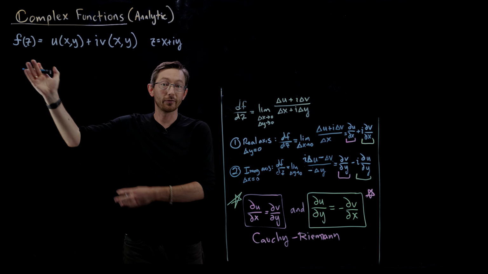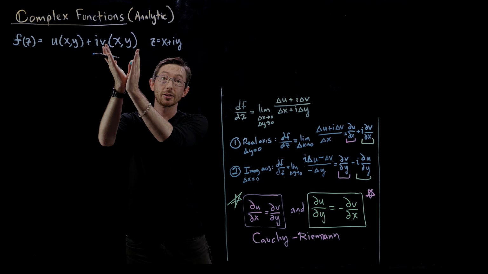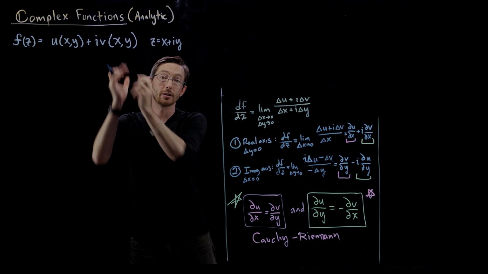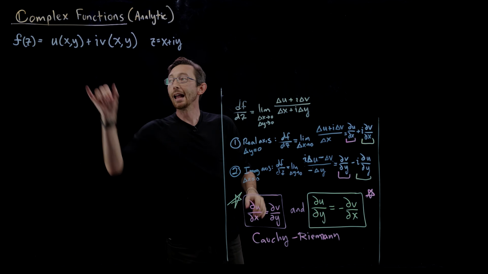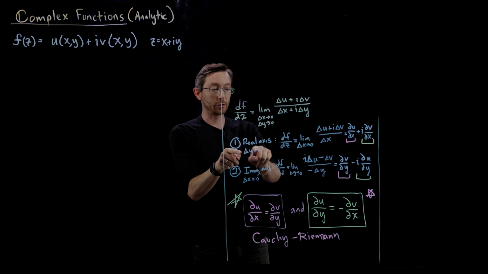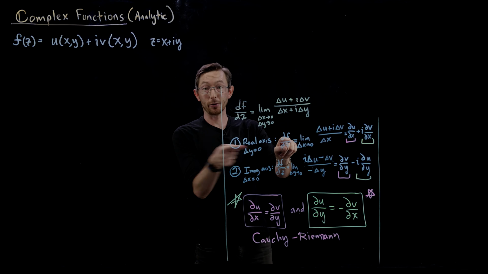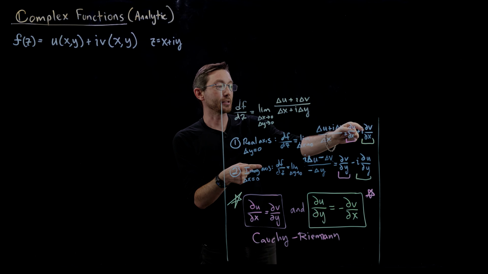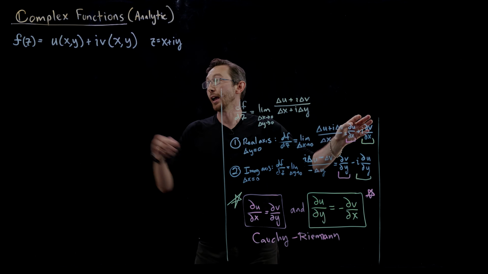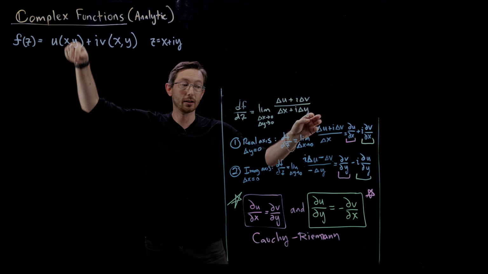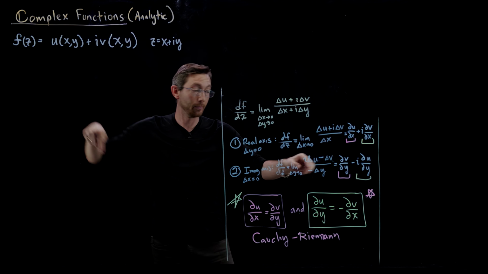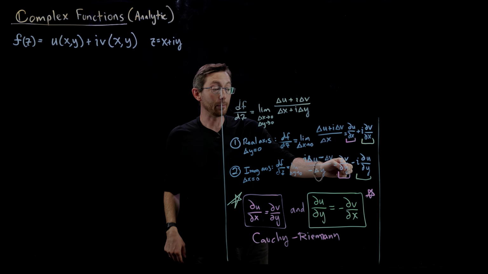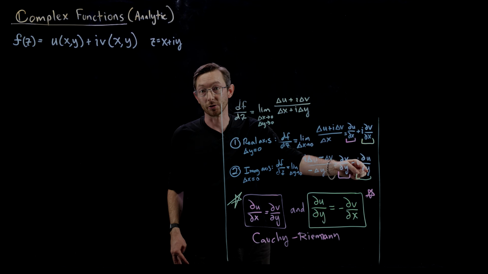And so my complex function has a real and an imaginary part, a real function u and an imaginary function v. And if I take the derivative df dz on the real axis approach, then I get partial u partial x plus i partial v partial x. And if I take the derivative in the direction of delta y going to 0, I get that this derivative is partial v partial y minus i partial u partial y.